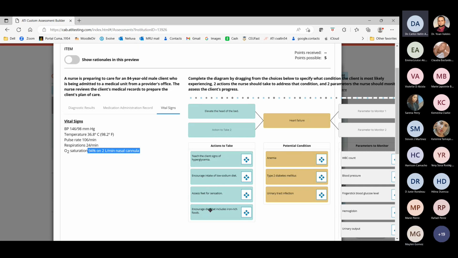Encourage the client to have a diet rich in iron. Is the patient having anemia? No. Is the patient having evidence of iron deficiency? No. So it is not important. So the best that I can choose here is to encourage a low sodium diet. Makes sense, no?